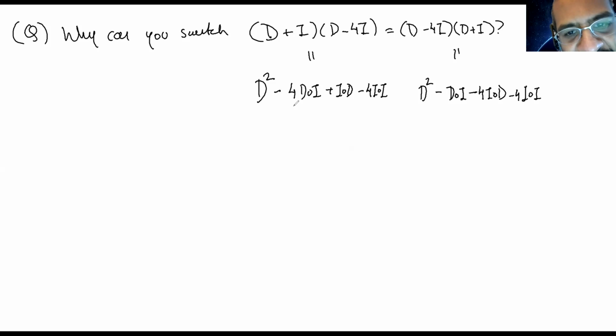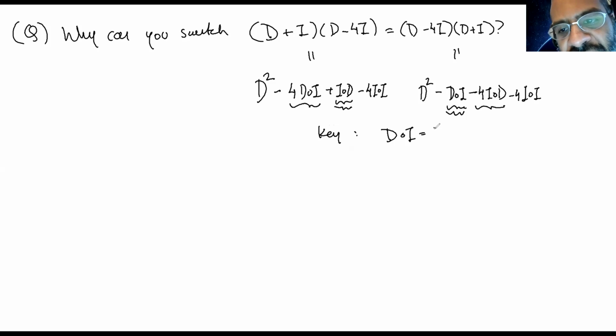The key is that these two terms are equal, okay? And these two terms are equal. And the key reason is d of I equals I of d. Identity commutes with everything. Does that answer your question?